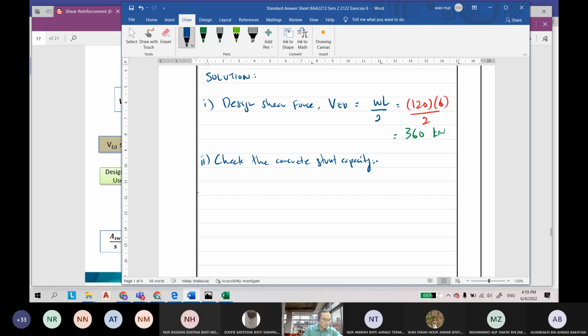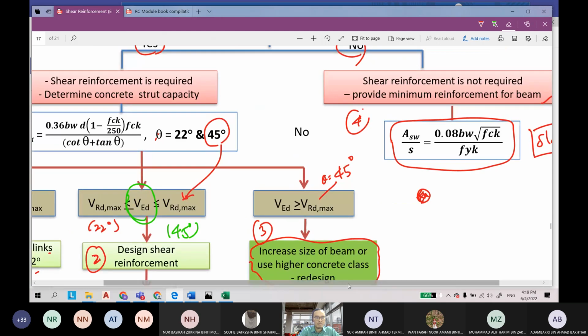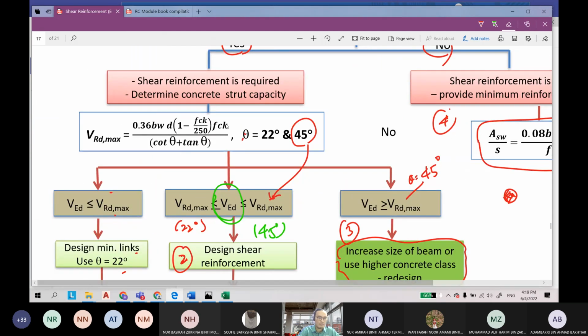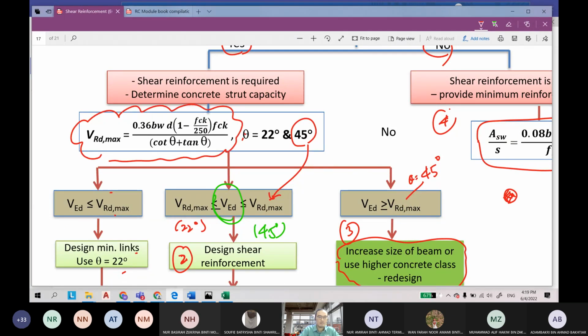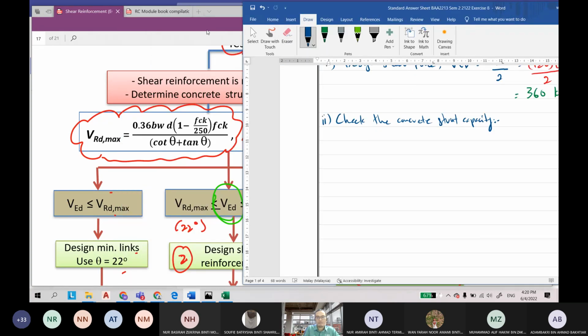How to check? We use this equation. Simply use these equations. First we check for this one. I hope you can see. We can use these equations. For the first, we check for theta equal to 22 degree. So what are the equations? Just write down the equations.